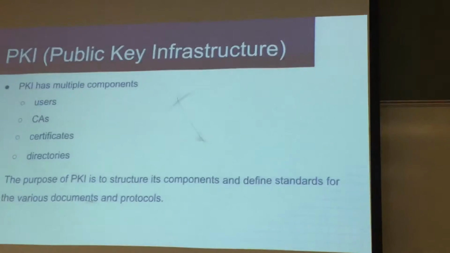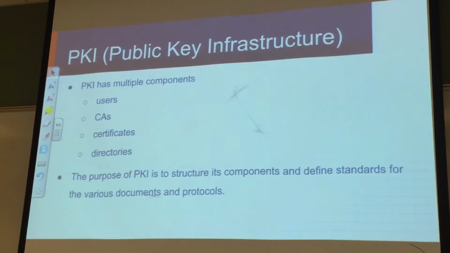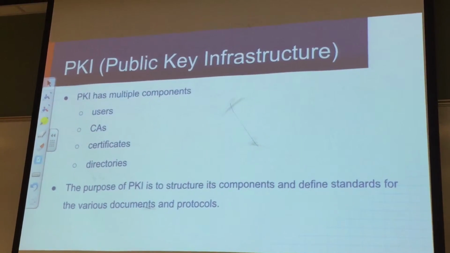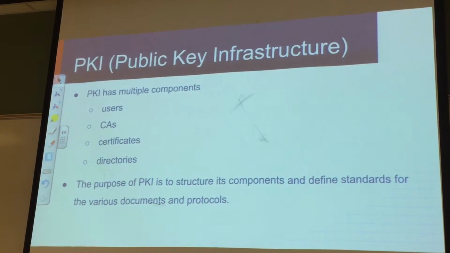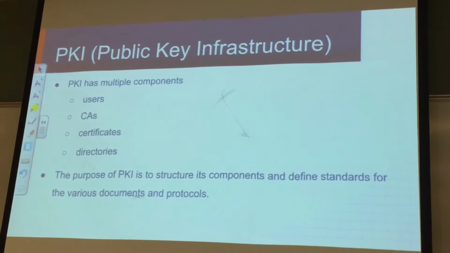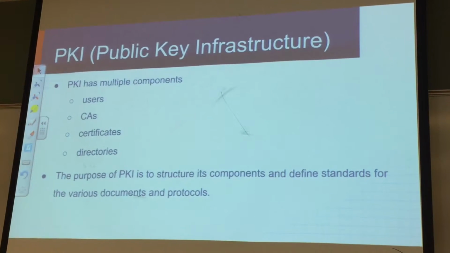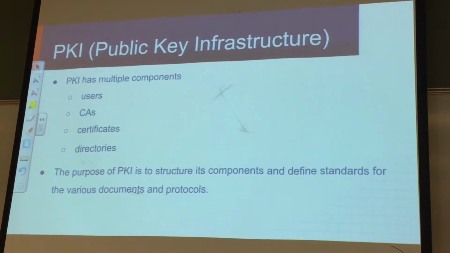The answer to this is PKI, and that is public key infrastructure. Public key infrastructure has numerous components, including users, CAs, certificates, and directories, and its main purpose is to define the standards for the various documents and protocols and to basically structure all these other entities.